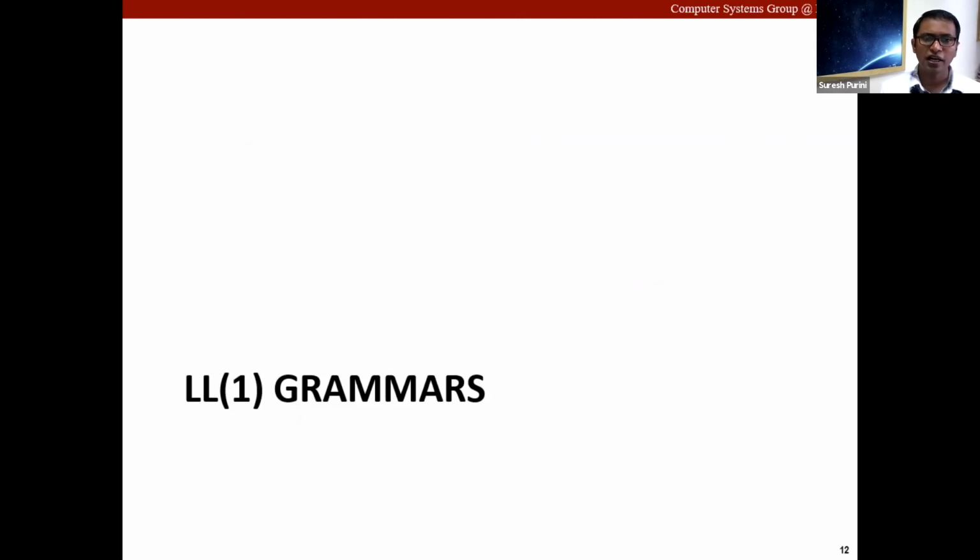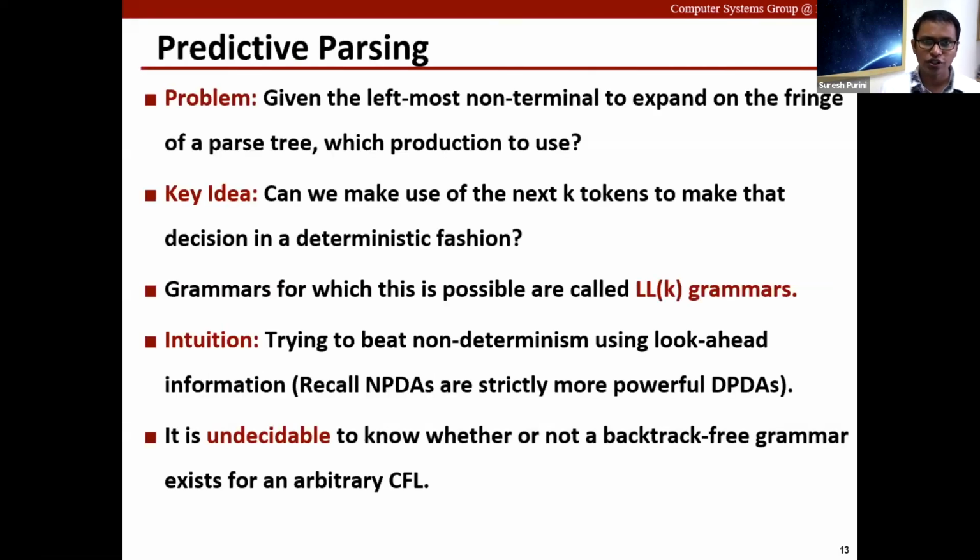So after you do all these transformations, we want to come up with an approach to construct a backtrack-free parser by using the lookahead symbols in a very systematic fashion. So we have what are called LL(1) grammars. Just to recall, the problem that we have at hand is, we are given the leftmost non-terminal symbol in the parse tree. This is the parse tree that we have. This is the leftmost non-terminal symbol, and we want to expand A.